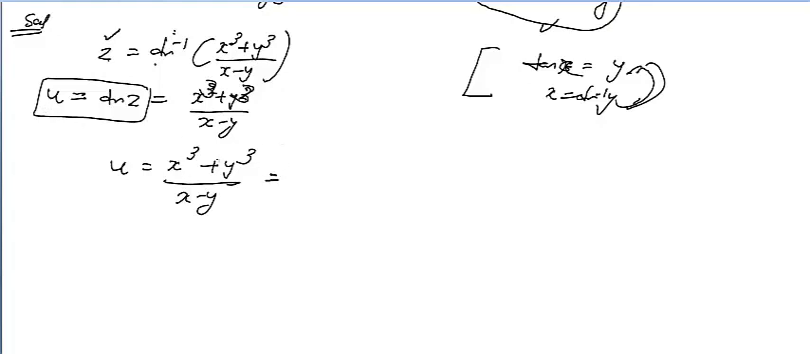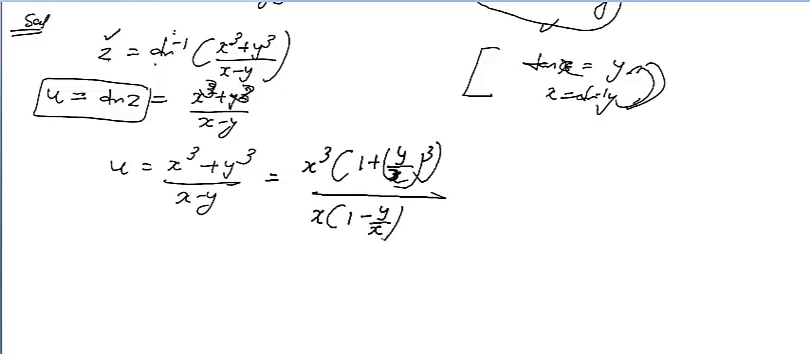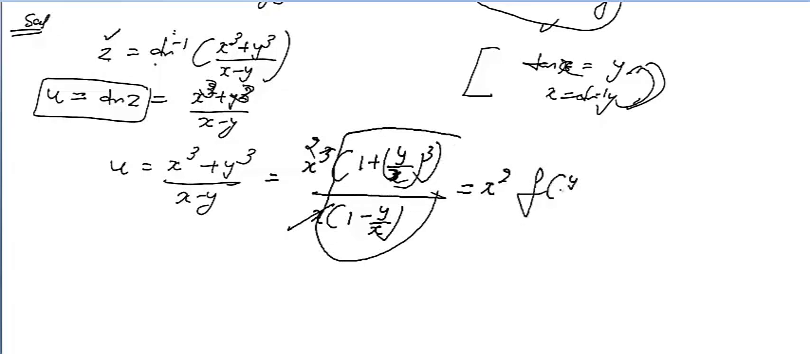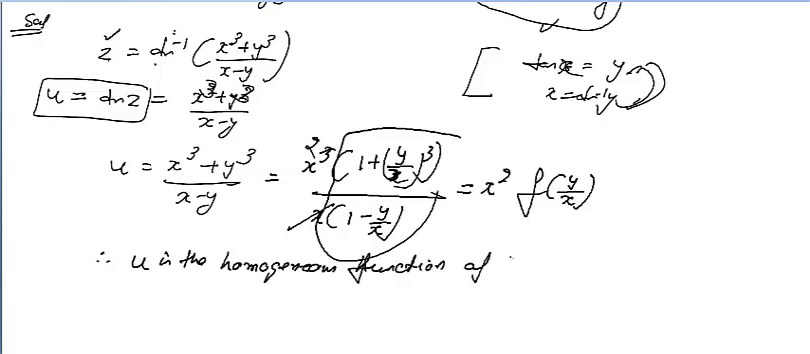Now you can take x cube common from here. So 1 plus y over x raised to power 3, upon x, 1 minus y over x. So this is cancelled, you have x square. So the rest of the thing is depending on y over x. Therefore u is a homogeneous function of degree 2.